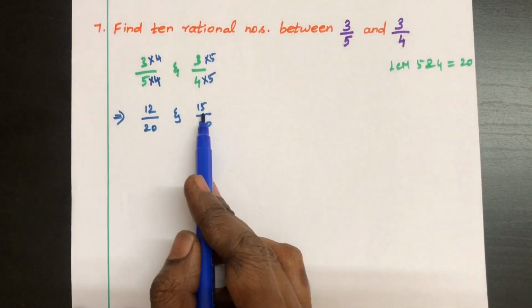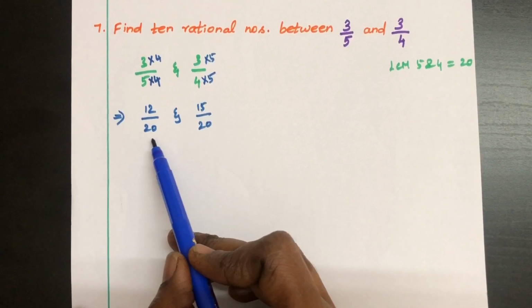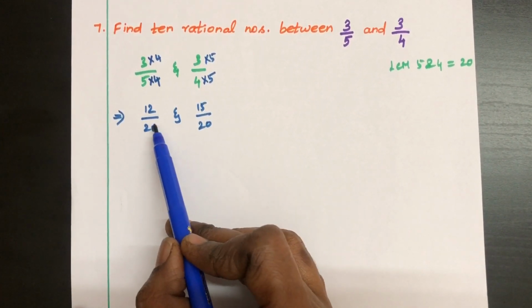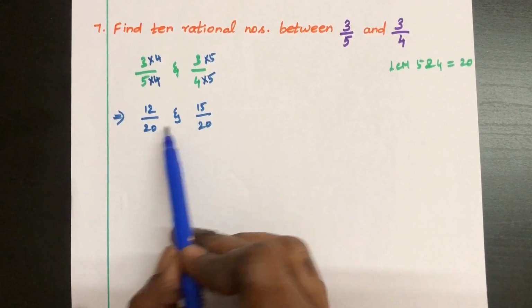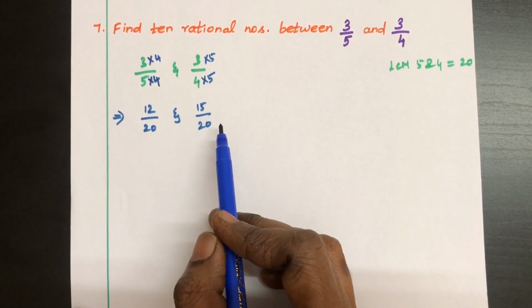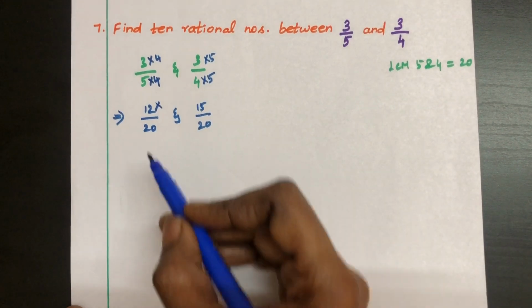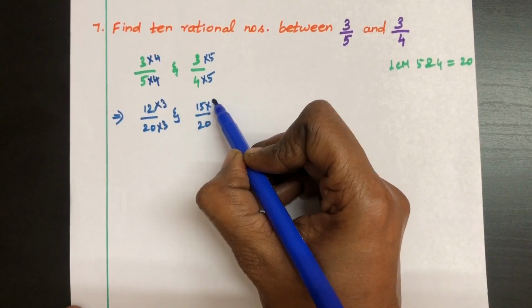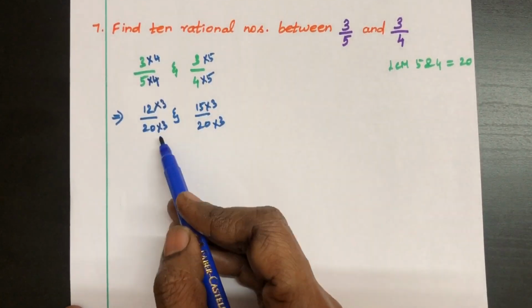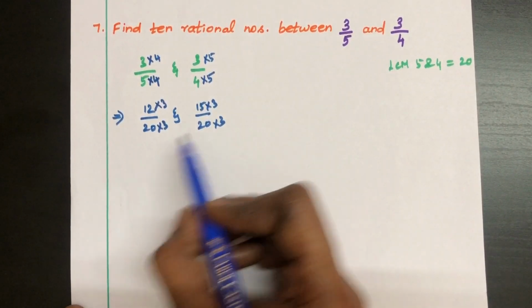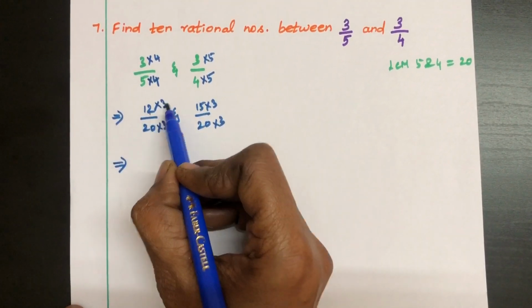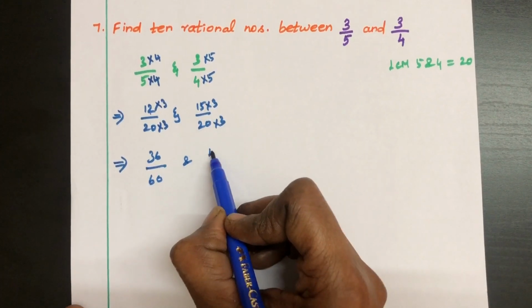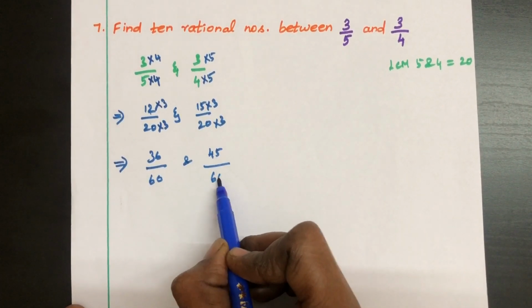But look at the fractions. Is there any possibility to get 10 rational numbers between these two fractions? No, right? Because 12 by 20 is followed by 13 by 20, 14 by 20. It is not enough for us. So we multiply again by 3 over 3. You can use 2 also. This gives us 36 by 60 and 45 by 60.